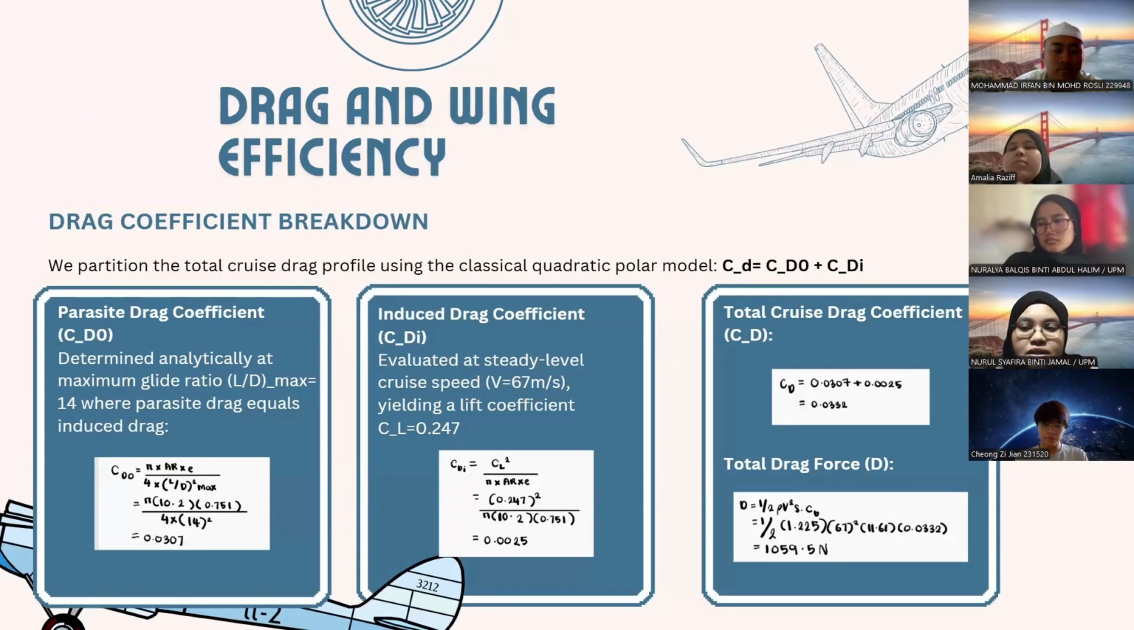By inputting this into the fundamental fluid drag equation, we determine that the aircraft requires a total thrust of 1059.5 newtons to overcome fluid resistance at cruise speed. Thank you.